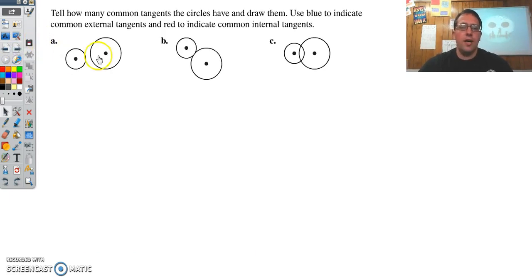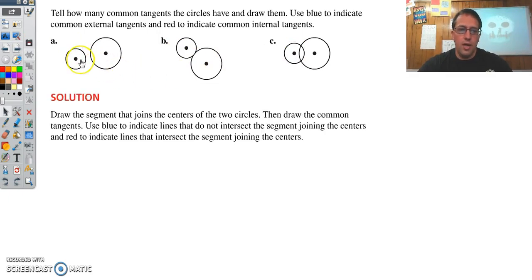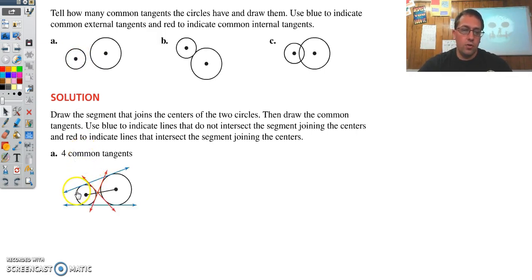So how many common tangents could we have on these? Well, on A, we're going to draw these. So we could have 4. We could have common tangents on the outside, so we have the blue, or the externals, outside the two circles. Red are internal common tangents. You notice they go in between the two circles, and they cross this segment that joins the centers of the circles.